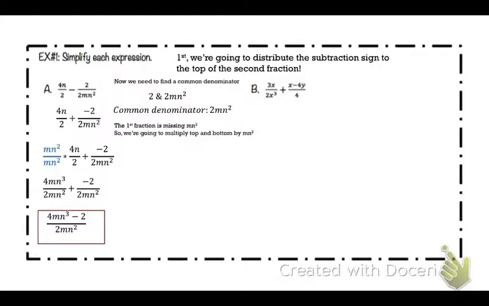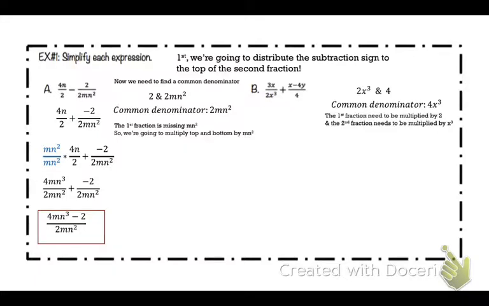Okay, let's look at example B. So again, we have to find our common denominator. So we have 2x cubed and 4. So 2 goes into 4, so it's going to be 4x cubed. Because you have to see what 2 and 4 both go into. It's 4, and then the x cubed just kind of follows there. Okay, so that first fraction needs to be multiplied by 2, so that becomes a 4x cubed.